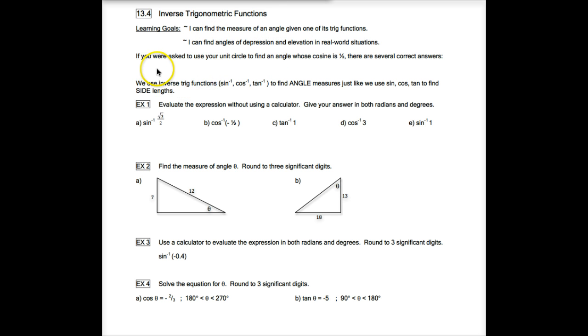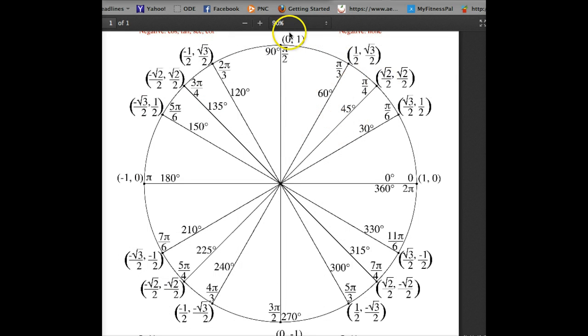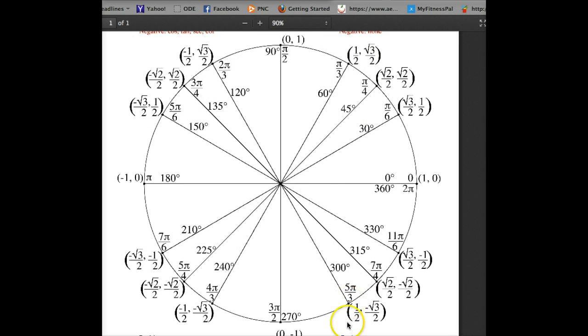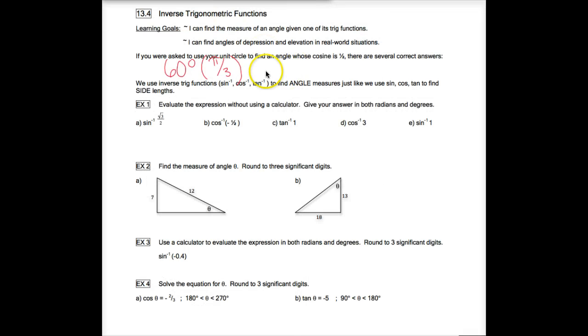So if you were asked to use your unit circle to find an angle whose cosine is 1/2, there are more than one correct answer. If I look at my unit circle and I'm looking for a cosine of 1/2, right here I see one. So you might answer 60 degrees, so we could write that. But looking at the same unit circle, some of you might pick the radian equivalent. So some of you might say pi over 3 instead of saying 60 degrees. If I look back at it, down here, there's also a cosine of 1/2. So 300 degrees would be a valid answer, as well as its radian equivalent, which is 5 pi over 3.